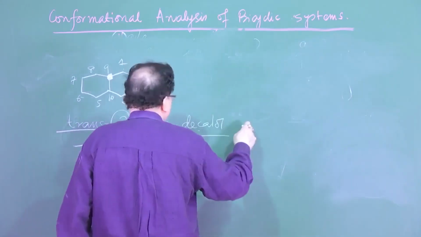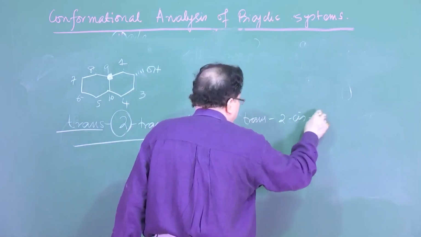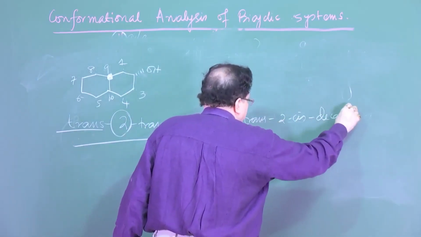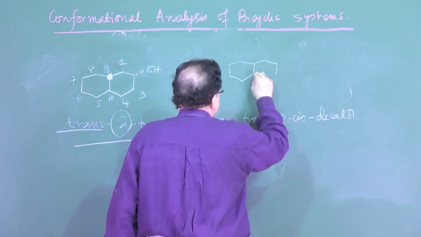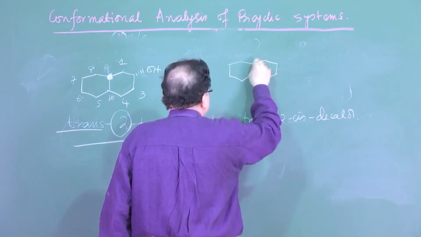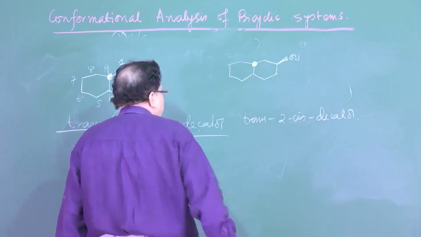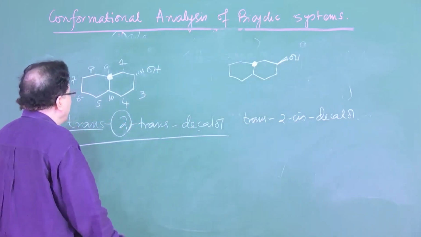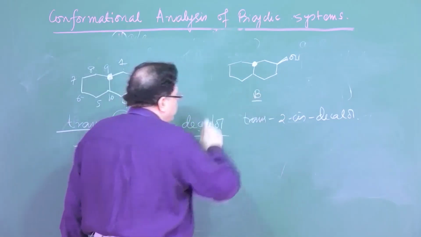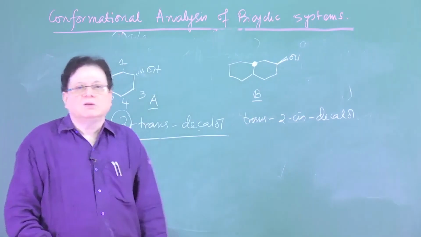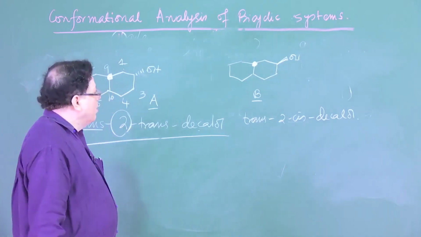So, you can have another compound which is trans to cis decalol. You can write that, so that will be beta now. So, this is the other compound. Now, if I ask which one, A or B, will be oxidized at a faster rate.